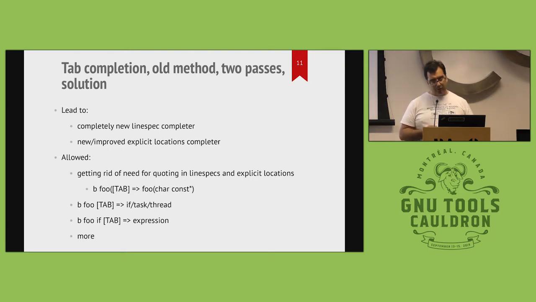You do break foo, foo is a function name, and you press tab, and GDB now knows that after the function name, you can only type if, task, or thread. So that's what it gives you as options for completion. And if you type if, space, and tab, now GDB knows that after if, there can only be an expression. So now it engages expression completion mode.